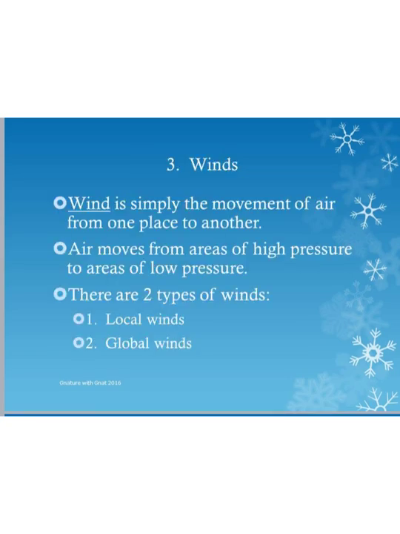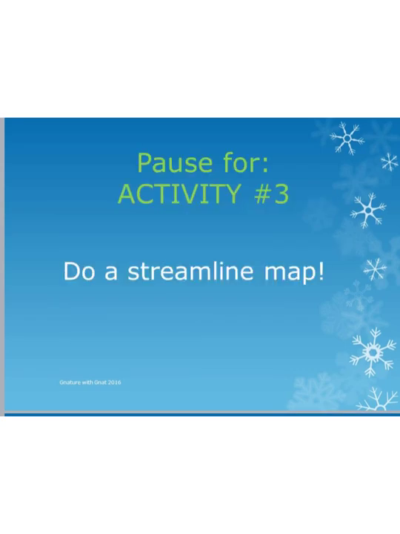All right, our third factor that interacts to cause weather is the wind. Wind definition: it is simply just the movement of air from one place to another. Air moves from areas of high pressure to areas of low pressure, and we'll be marking that on a map. And then there's two types of winds we'll be looking at: local winds and global winds. Again, part of our activity next week, we will be doing a wind map, or it's also called a streamline map.